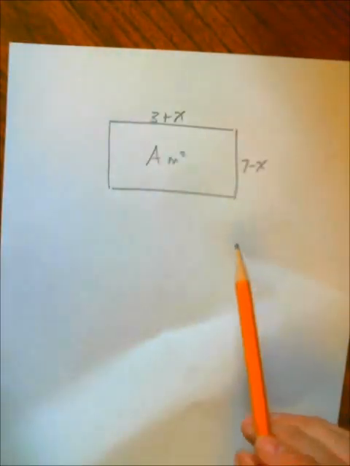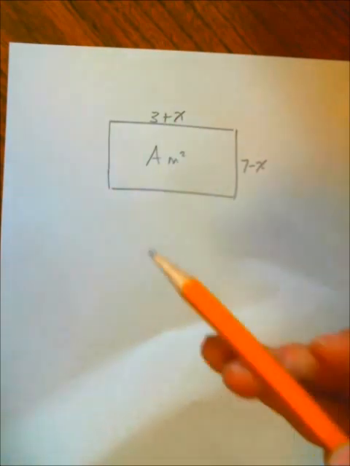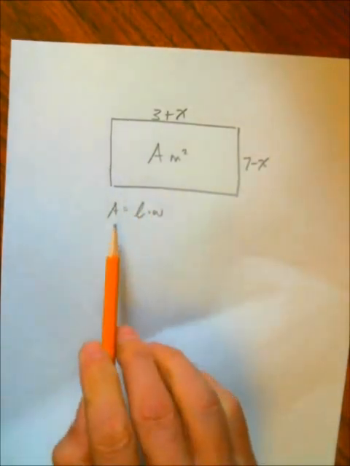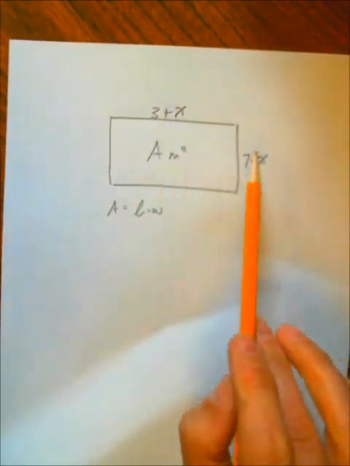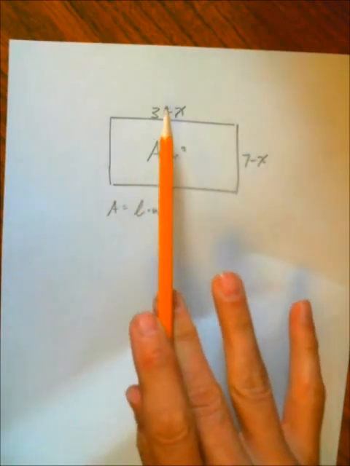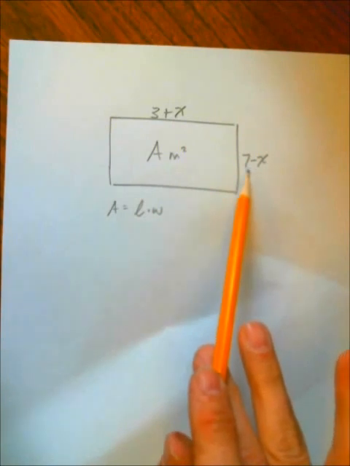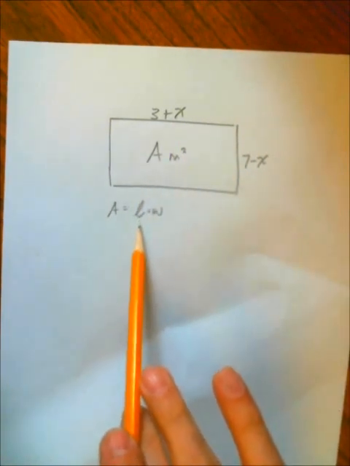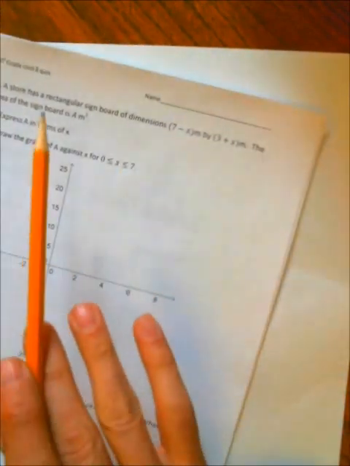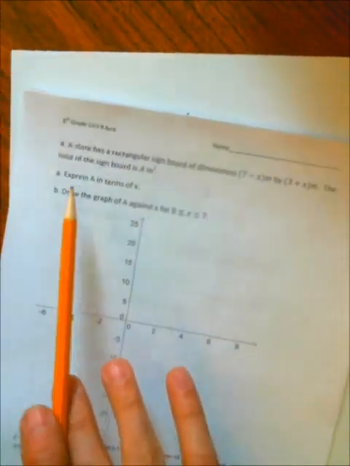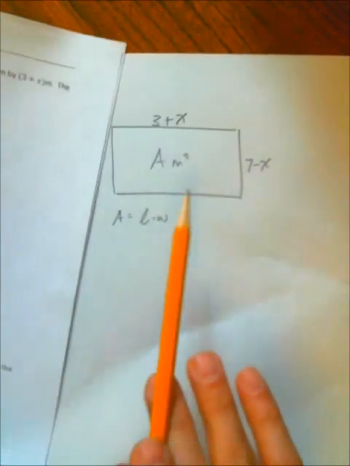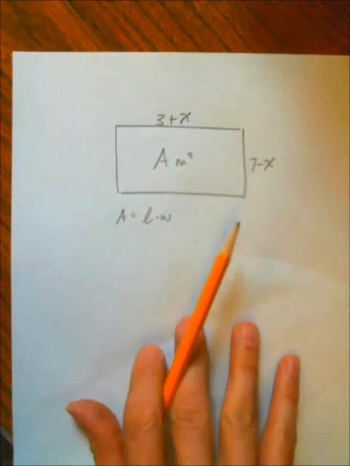Now typically when we find area, what do we do? Well, area is length times width, isn't it? It's still length times width, even though we're using variables now. The area of any rectangle is still length times width. It's just that the length is funny and the width is funny. But we still use this understanding and this idea. Cool? Now, it says express A in terms of x. So it wants me to express area in terms of x.